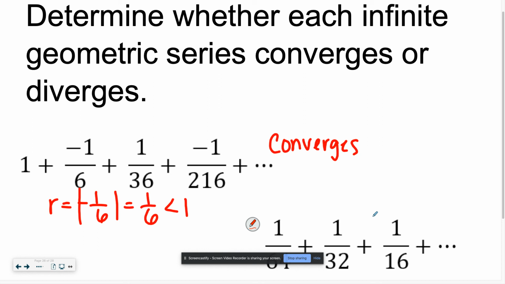Okay? The next one, and remember, if we're not sure, we can always take the second term and divide it by the first term and so on to figure out what is being multiplied. Okay, so in this particular one, our common ratio is 2, which means it diverges and it does not have a sum. So I'm actually going to put no sum.